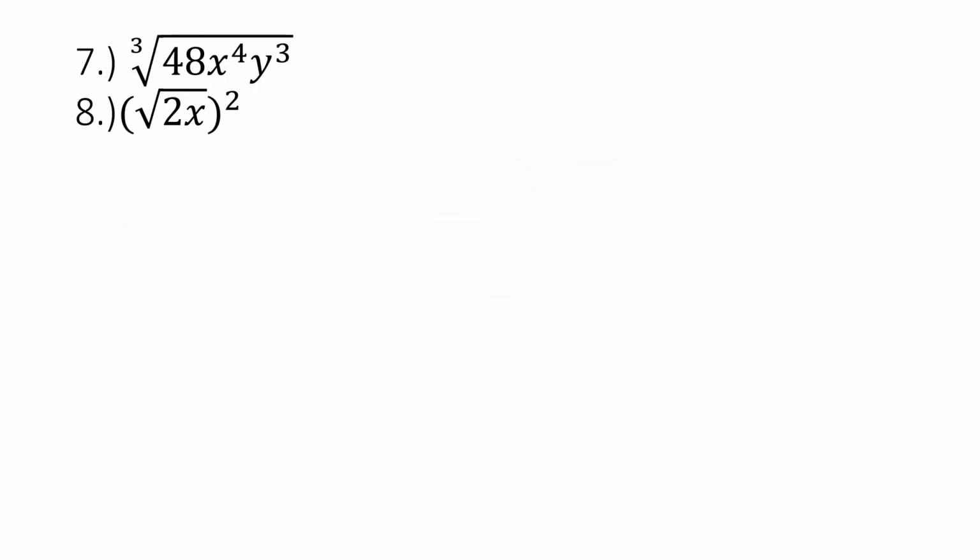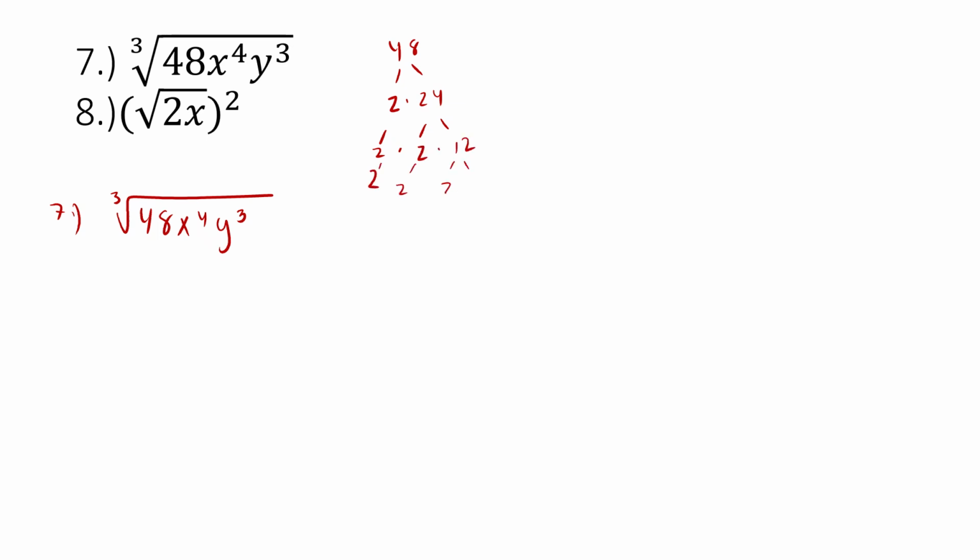Okay, next one, we have the cube root of 48x to the fourth, y to the third. So let's go ahead and take a peek at that. We're going to do our prime factorization. So 48, the first thing I saw was 24 times 2. Not sure why I went that route instead of 8 times 6, but all right, let's just keep with the 2's. So we've got 2, 2, and then a 2 and a 6. And so we'll have 2, 2, 2, and then a 3. I feel like we could have gotten there faster, but maybe not.